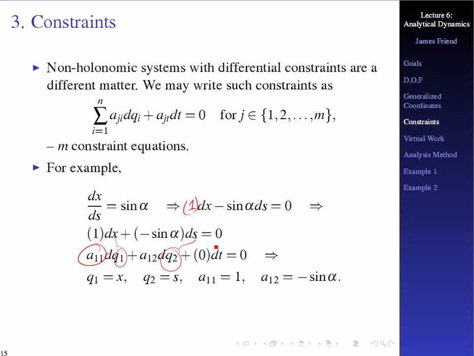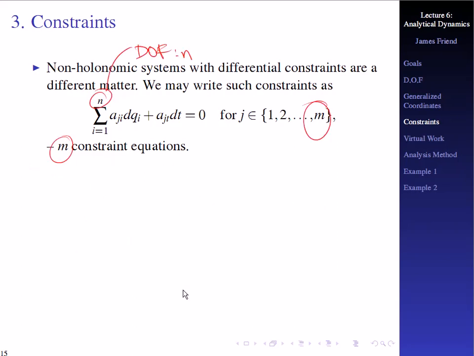And then we don't have anything in front of a dt. There's no dt there, so we just have 0, right, don't we? So then a12 is equal to minus sine alpha, as shown here. a11 is 1, and q1 is x, and q2 is s. There you go.